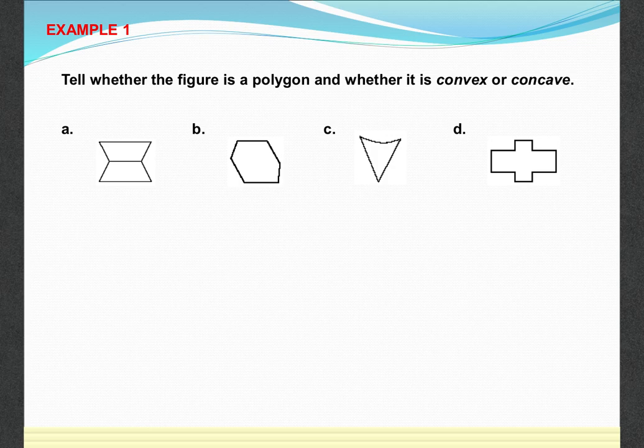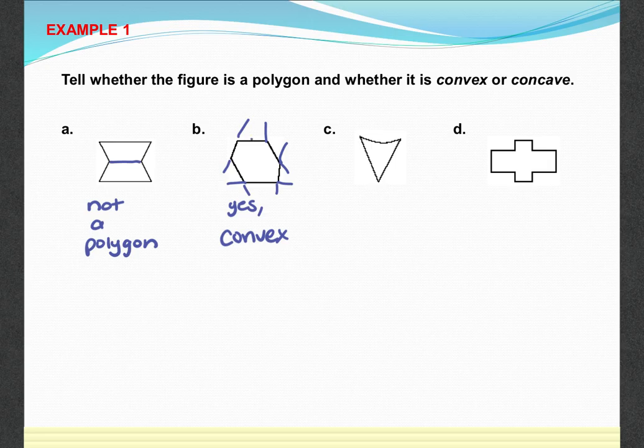All right, this example just says, tell whether the figure is a polygon and whether it is convex or concave. So if you look at A, this is a closed figure, but this segment here in the middle meets more than one at each endpoint. So this is not a polygon. B is a polygon, and it would not have any point cross into the middle if I extend it. So this is convex.